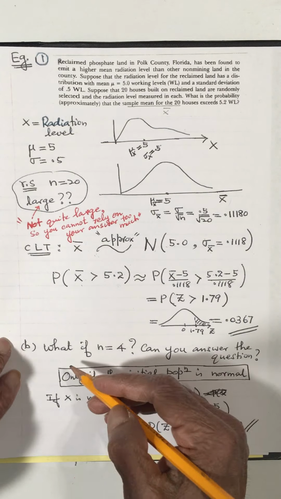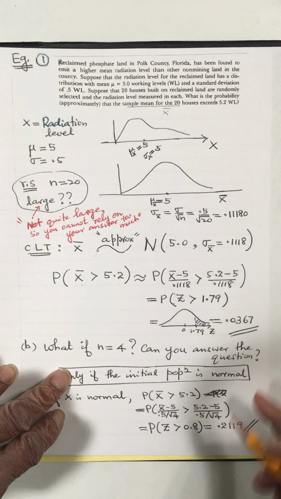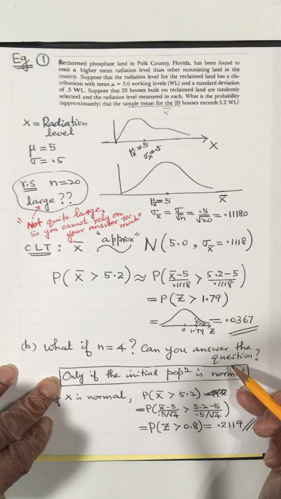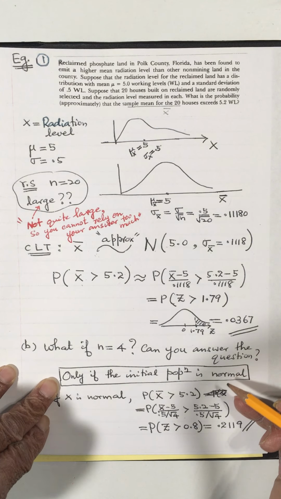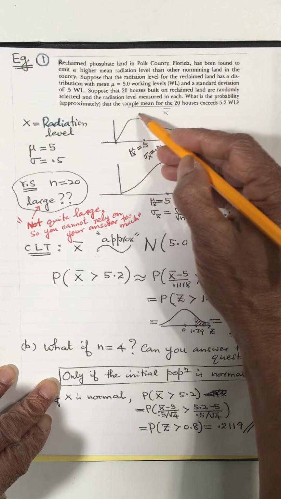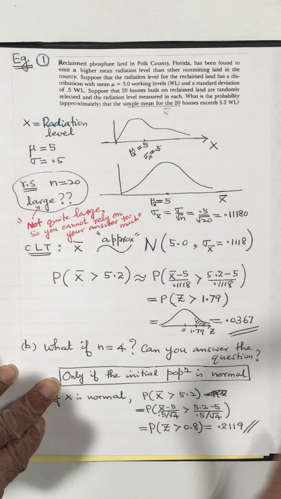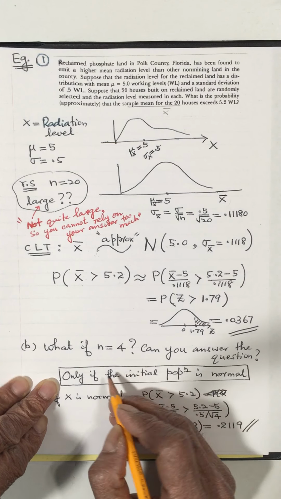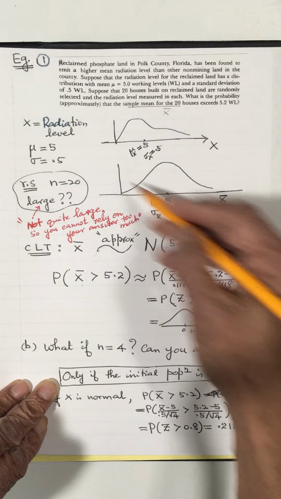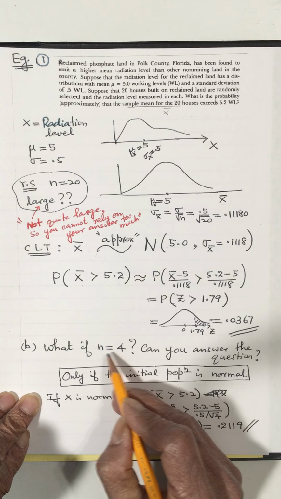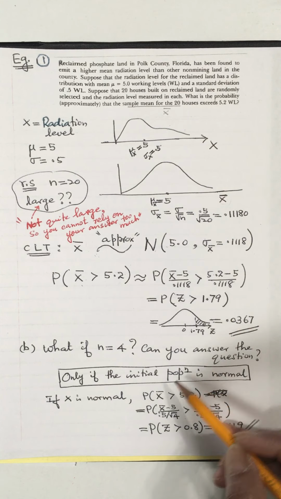So part B: what if n equals 4? Can you answer the question in part A? The answer is no, unless you know about the distribution of x. Unless this distribution is a normal curve, then the other theorem applies. If it is normal, the sample mean is going to be normal regardless of the sample size. In other words, you can answer this only if the initial population is a normal curve.